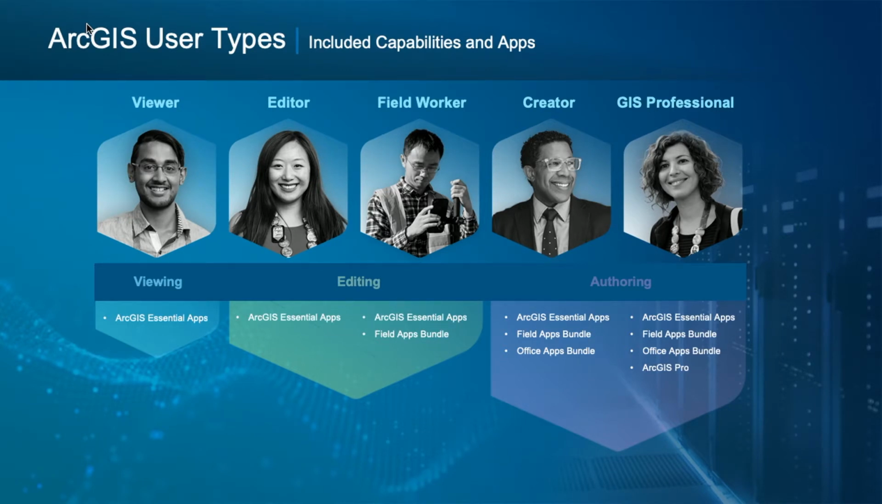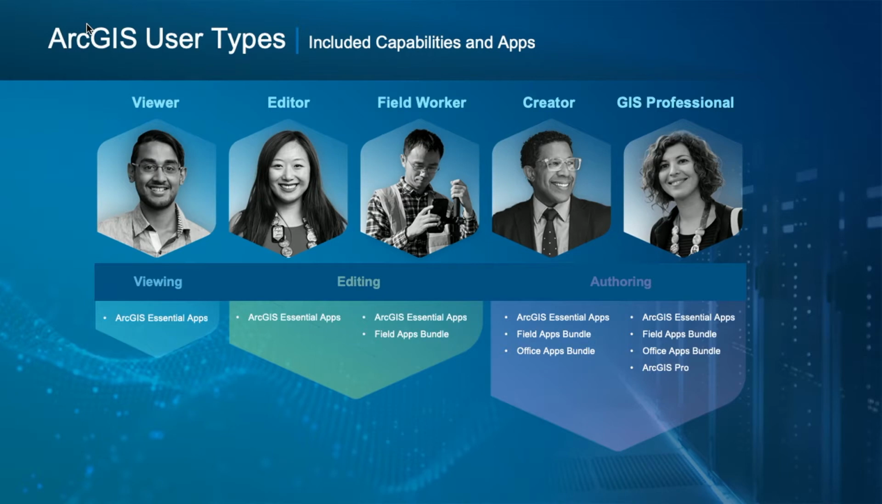When we start moving into the authoring capabilities of our user types, we've got 2 that fall into these capabilities, being the creator and the GIS professional. These have access to all of the capabilities within the ArcGIS system right now. They also come with different sets of apps. The creator comes with ArcGIS Essential Apps, the Field Apps bundle, and the Office apps, whereas the GIS Professional has access to all of those apps, plus ArcGIS Pro comes included with it. There are 3 levels of the GIS Professional: basic, standard, or advanced. And there's no additional licensing needed to assign Pro to the GIS Professional.